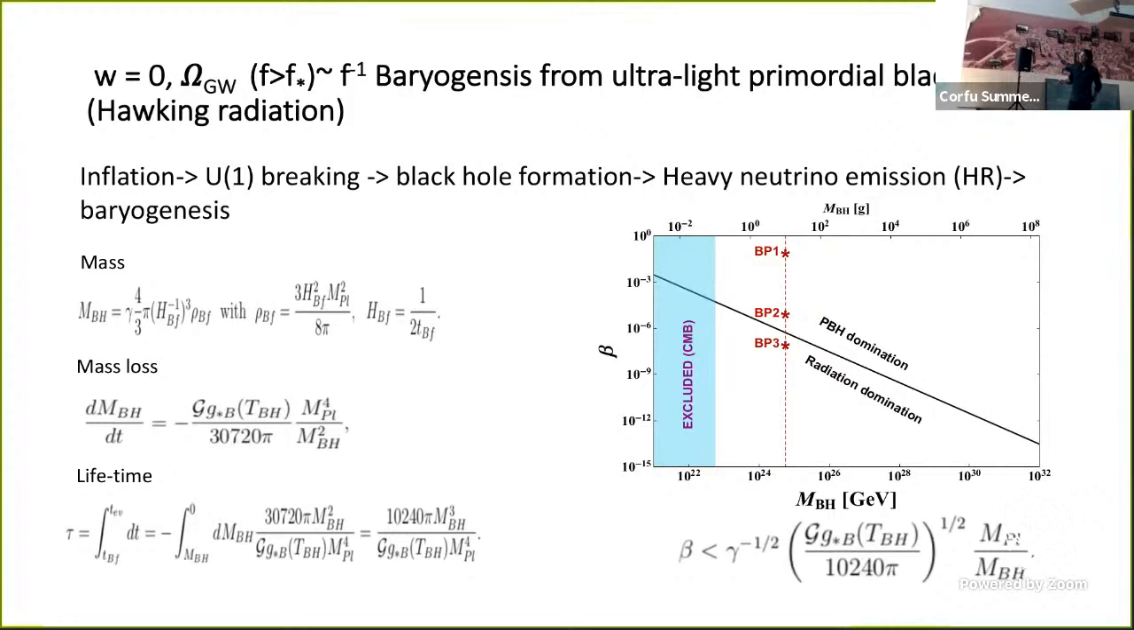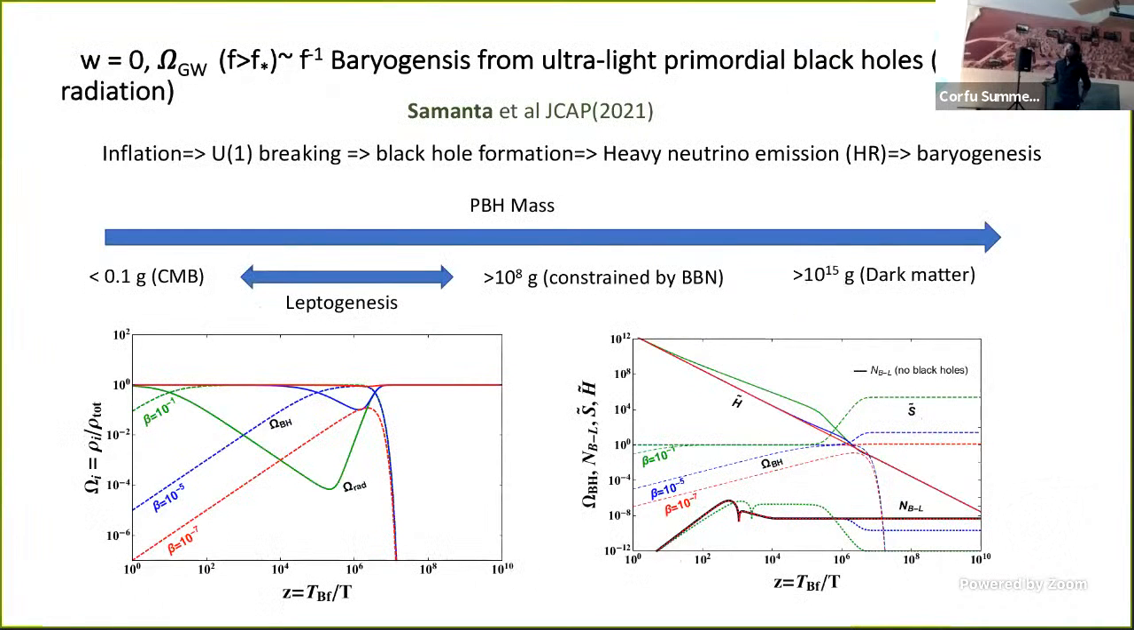So this is the mass versus beta plot, where beta is the initial energy density of the black holes compared to the radiation. For certain values of mass, you can have black hole domination and radiation domination. And if black holes dominate, that can act as matter. Therefore, they basically change the spectral shape of the gravitational waves arising from cosmic strings.